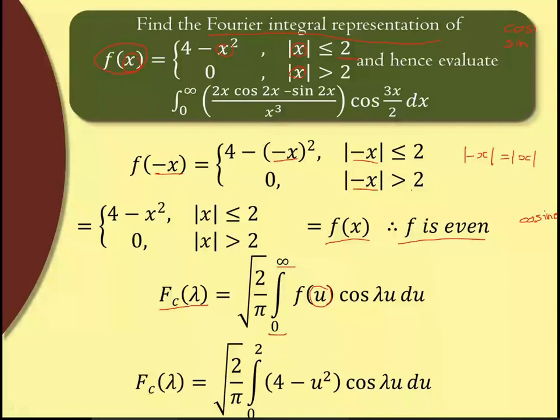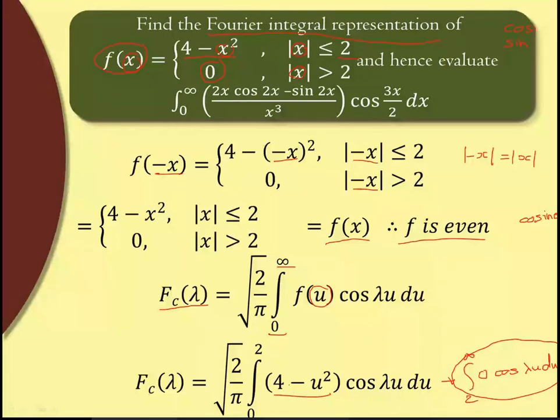Between 0 to 2, the function takes the value 4 - x², but instead of x we want u, so it will be 4 - u². And the second integration will be the integral from 2 to infinity, where the function takes the value 0, so it will be 0 into cos(λu) du. And the integration of 0 will be 0, so this integration will be 0. So only the first integration we have to solve.